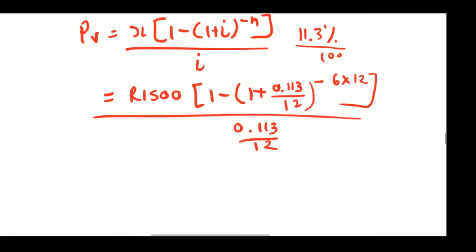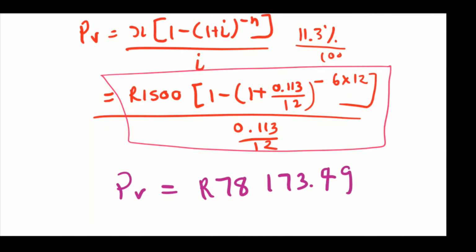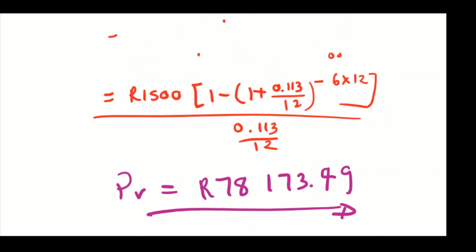So now you can punch the entire expression into your calculator, and what are you getting? Let me know in the comments. So this is the present value annuity, or sorry, this is the loan. Yes, the present value annuity loan of 78173.49. So this is the loan that will be taken. Done for this problem here.